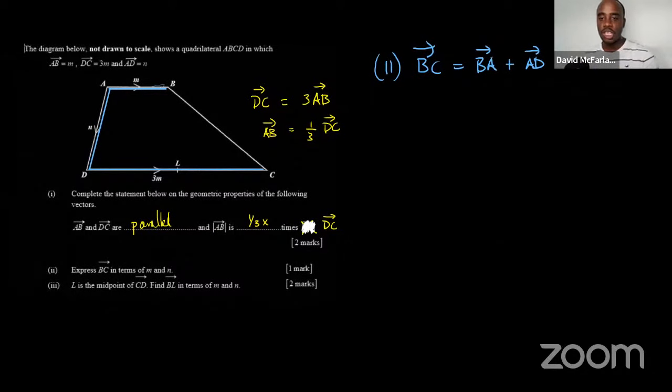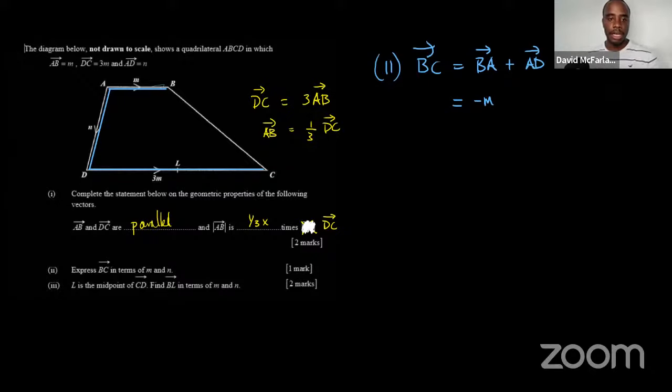So first, we need to know what these are. Do I know what BA is? Well, I already know that AB is M. And I know that BA is opposite to AB. So that means BA must be negative M. Okay?